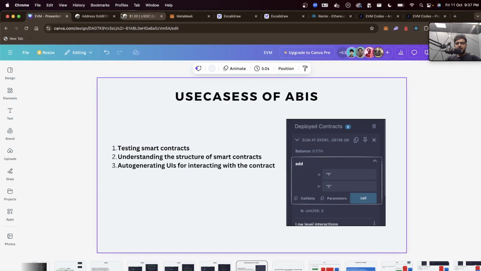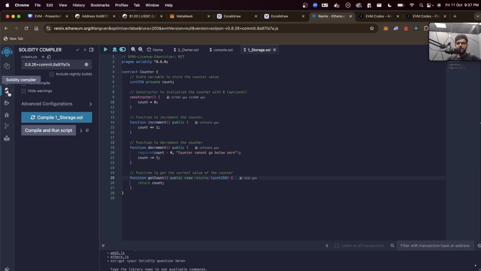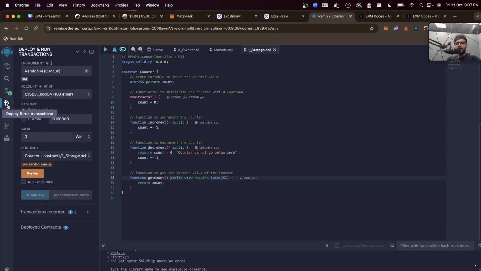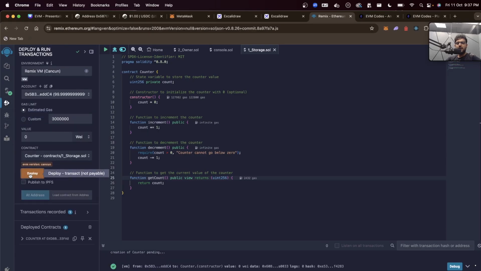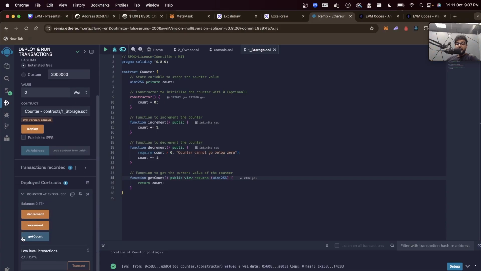अब यहाँ पे if I am in this Remix, in Etherscan, this is my smart contract. If I go to compiler over here, try to compile it, then there is a step to deploy and run. If I click on deploy, तो मेरा contract deploy हो गया. Over here, I can see my deployed contracts. My contract is deployed, not on Ethereum, like some local blockchain. But notice, 3 बड़े बढ़िया button आ गए. Decrement, increment, get count. I get 3 buttons over here.